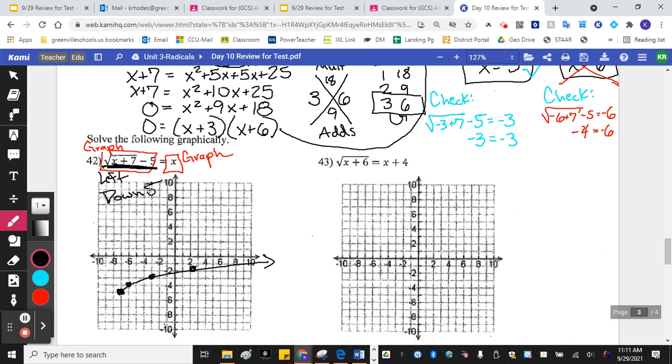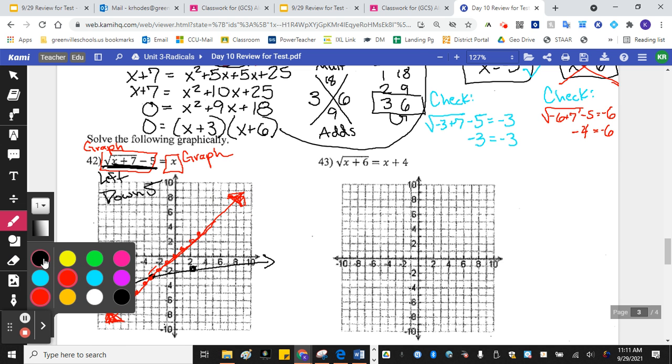All right, guys. On the right, the x is just a linear line. You need to know your parent functions. That's why we learned that first. Order matters.